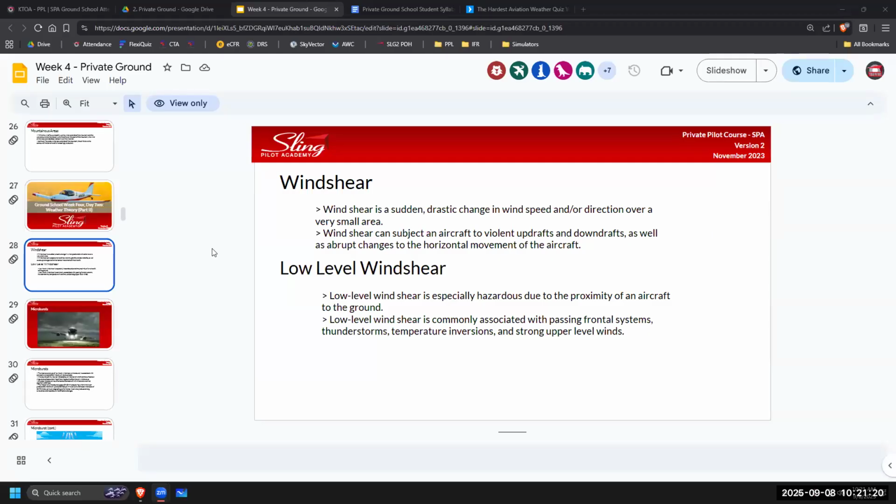Low level wind shear is especially hazardous because obviously you're close to the ground. So low level wind shear is associated with passing frontal systems and thunderstorms and temperature inversions, which we haven't talked about any of those yet. So we'll get to all of those, about frontal systems and what causes or the ingredients of a thunderstorm, and then temperature inversions. Does anyone know what a temperature inversion is?